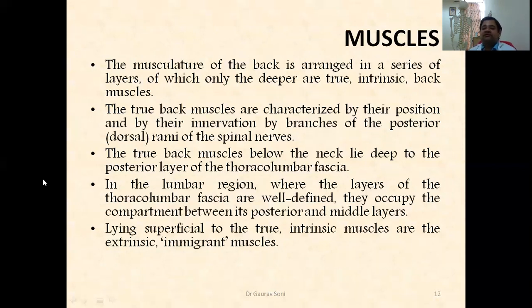So, if we are talking about the neck region, it will be just below the posterior layer of thoracolumbar fascia. But specifically, if we are talking about the lumbar region, then this particular intrinsic group will lie in between the posterior and middle layer of thoracolumbar fascia. You have to remember this point. In the posterior and middle layers of thoracolumbar fascia lie the true muscles of the back.